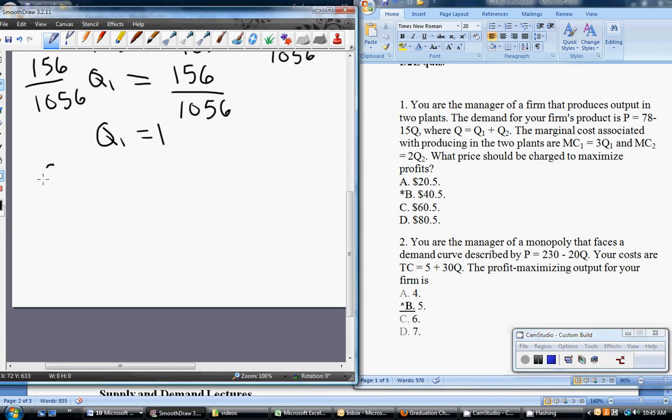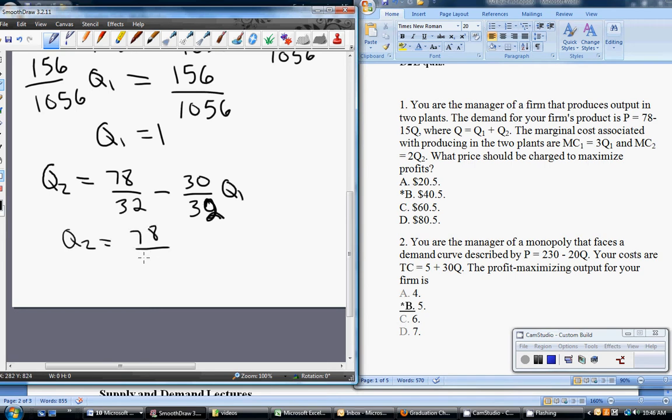So the output in plant 2 was given by this equation here. That's going to be a 2, sorry. And just plugging 1 in for the output in plant 1, the output in plant 2 is 1.5 units. Okay, we're almost done.